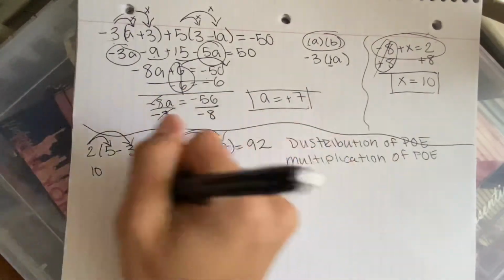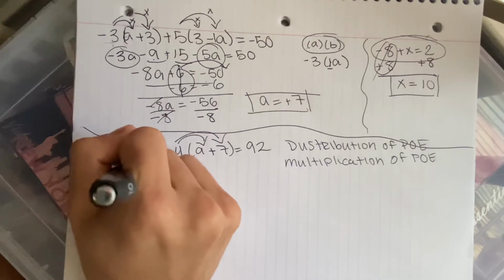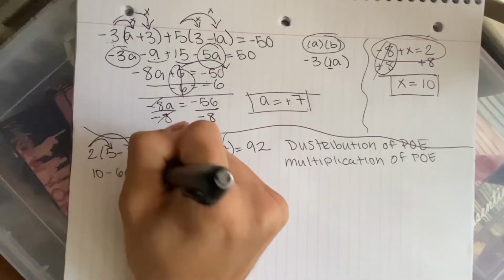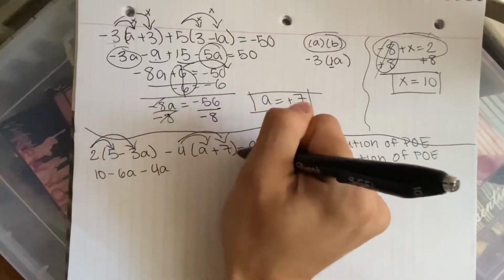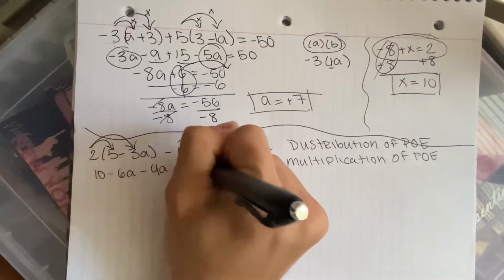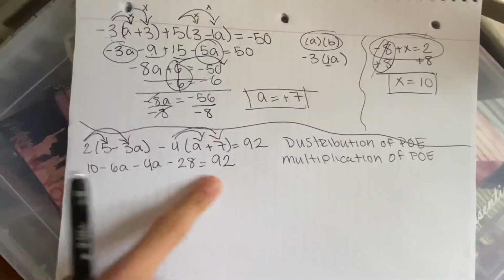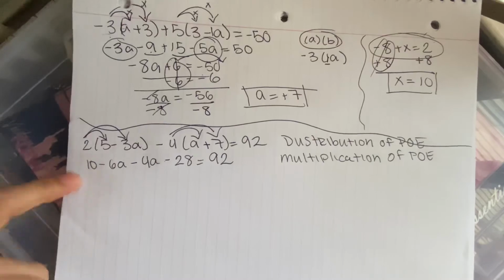2 times 5 gives us 10. 2 times negative 3a, that's going to give us negative 6a. Moving forward, negative 4 times a is going to give us negative 4a. Negative 4 times positive 7 is going to give us negative 28. Put that equal to 92. We're left with a more simplified equation, right?